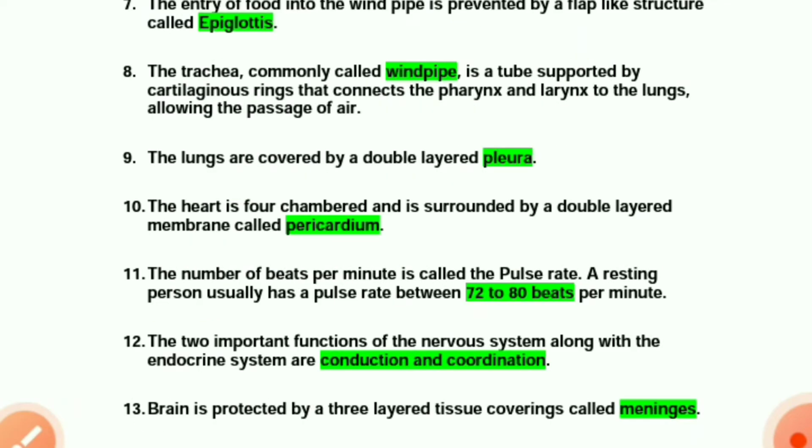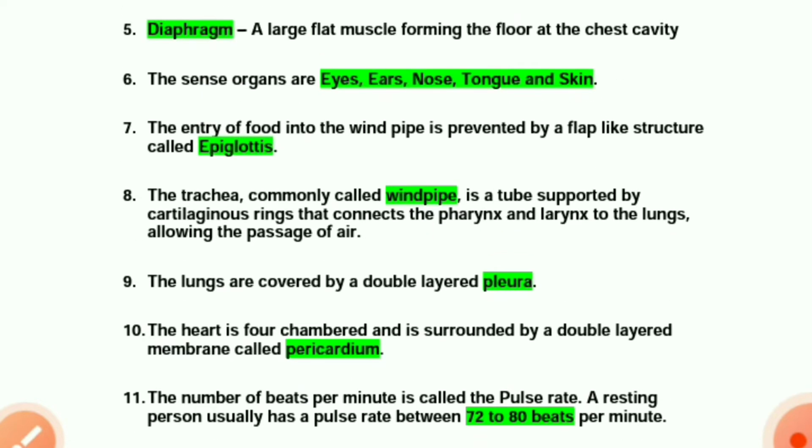Epiglottis na enna கேட்பாங்க. The trachea or commonly called as windpipe is a tube supported by cartilaginous rings that connects the pharynx and larynx to the lungs, allowing the passage of air. அடுத்து the lungs are covered by a double-layered pleura. The heart is four-chambered and it is situated by a double-layered membrane called pericardium.